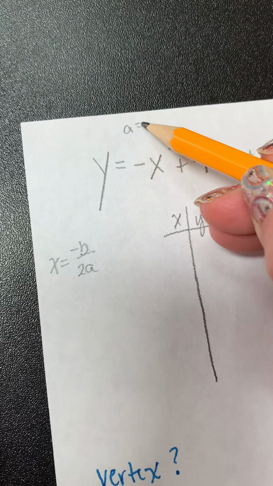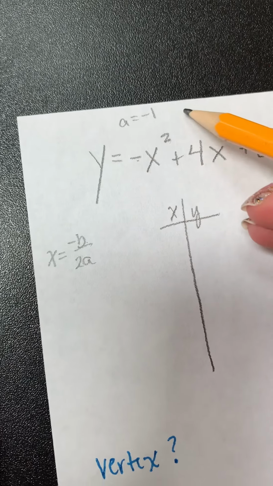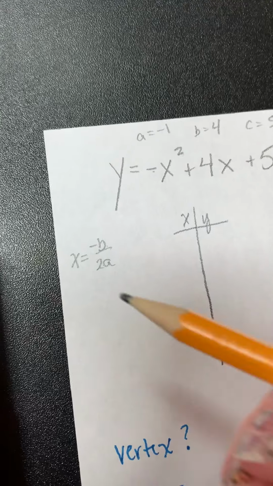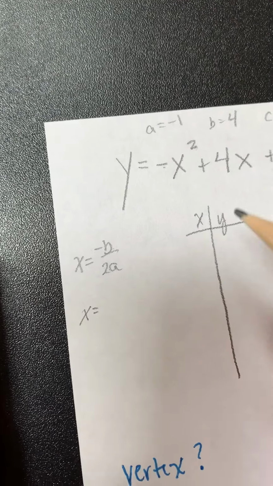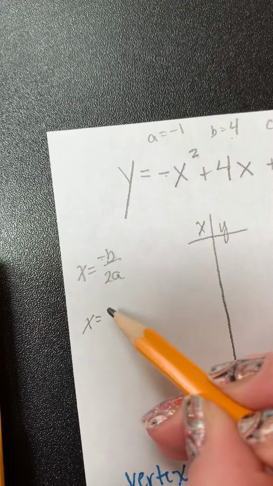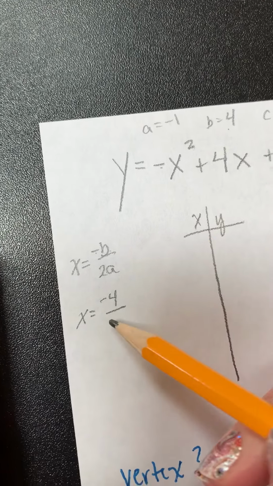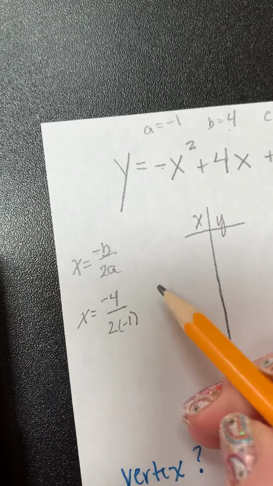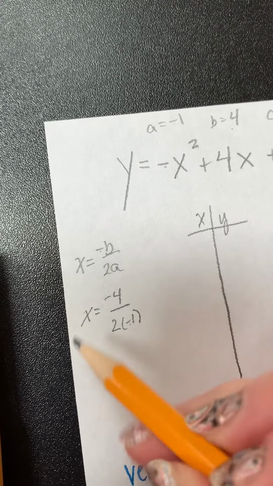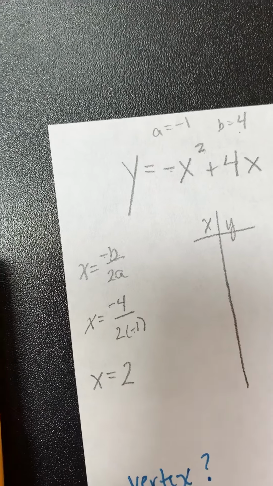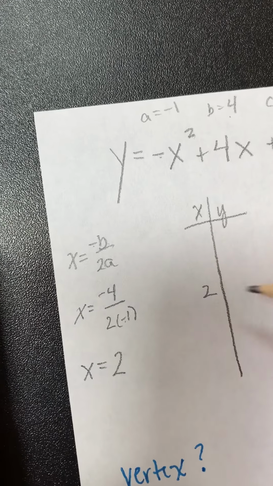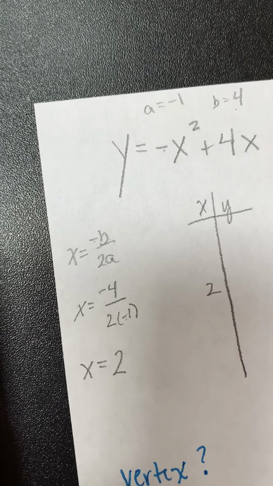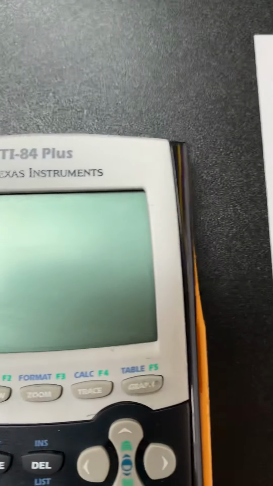Just to recap, a equals negative 1, b equals 4, and c equals 5. So when I go to find this axis of symmetry, it's negative b, so negative 4 on the top, and then on the bottom it's 2 times a. So I'm looking at a negative divided by a negative, so I'm going to have a positive, and this is going to be 2. So that tells me that the middle of my parabola gets cut in half at 2, x equals 2.